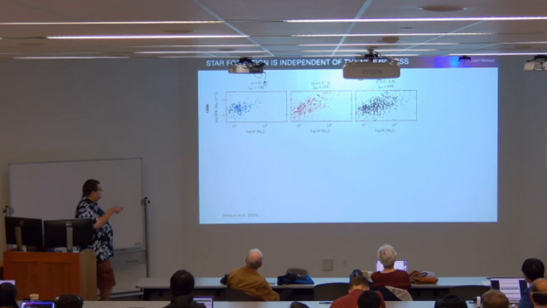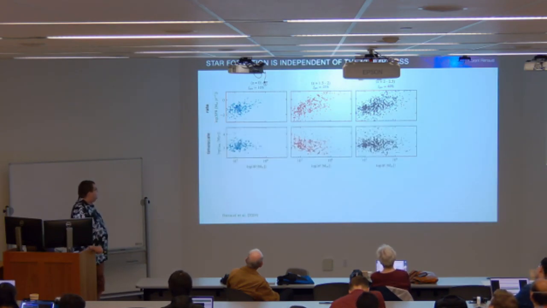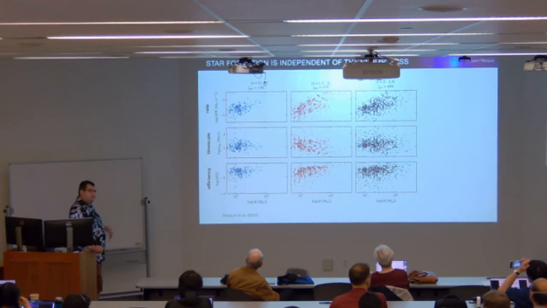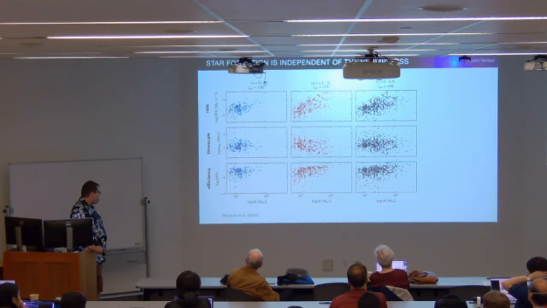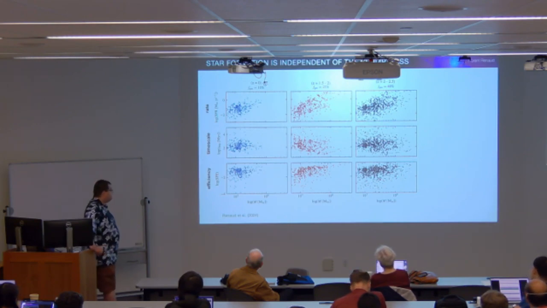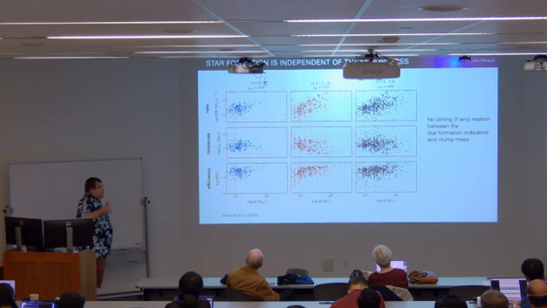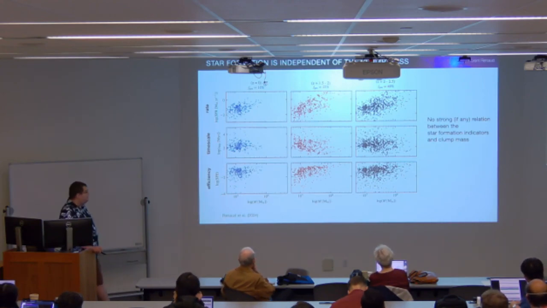Here I plot the gas mass and the star formation rate, and I see here the difference with the time scale of star formation, so depletion time, and the efficiency of star formation, how much gas you burn into stars. I hope nobody in this room wants to fit relations there, because I had to do it to put the correlation coefficient and the significance. It's really, really bad. We don't really have strong, if any, relations between the star formation indicators and the clump.